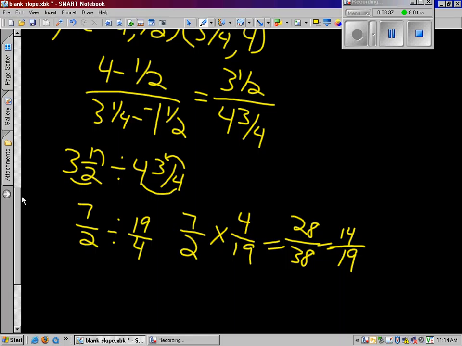Yes, you could put that in decimal form, and you guys can always double check. 14/19 is about 0.74. So if you did this in your calculator originally, you should get about 0.74. Alright?